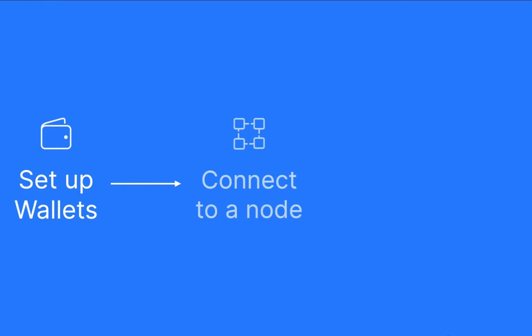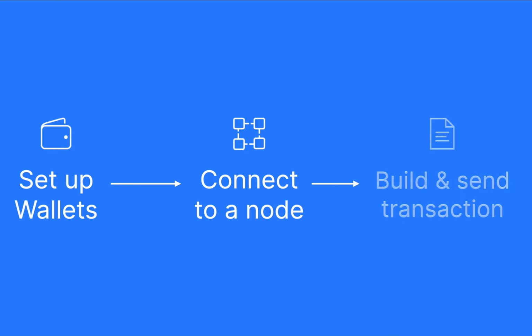First of all, we need two wallets. One to send the transaction and one to receive the transaction. And we need to send some Ethereum to the first wallet. Then we need to connect to an Ethereum node to make a transaction request. And last but not least, we need to build and submit the transaction itself.